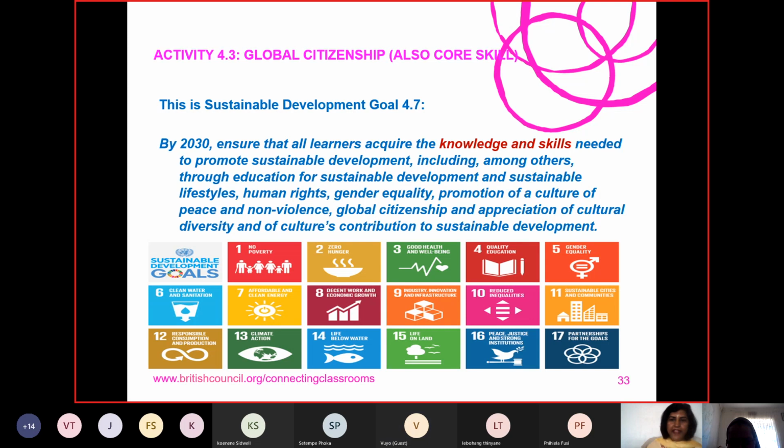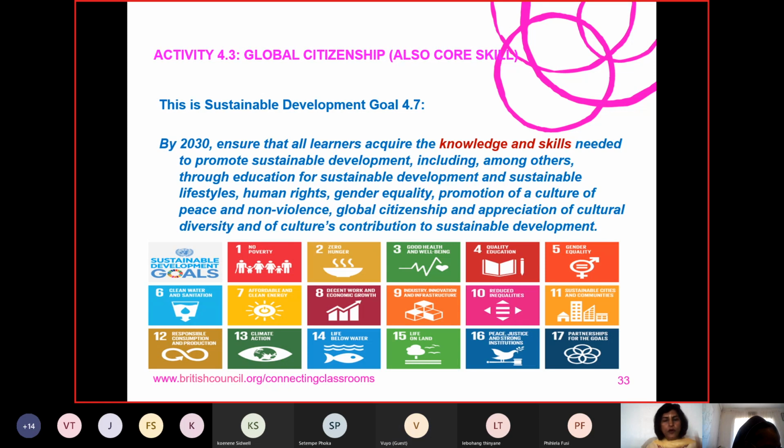Shout it out quickly. It's right there. Quality education. Absolutely, and that is the business that we are in. We are in the business, ladies and gentlemen, of providing quality education, which is Sustainable Development Goal number 4.